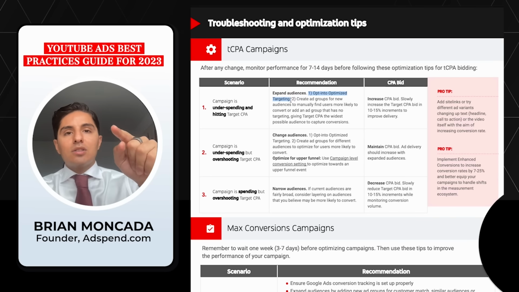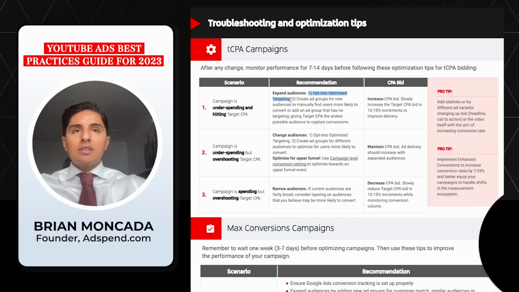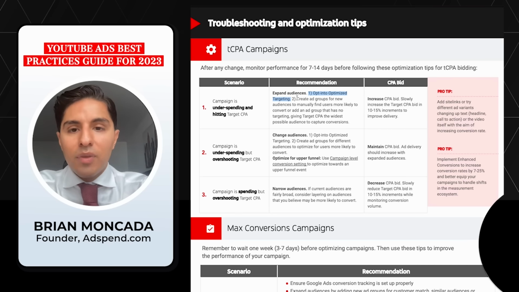Click the button optimize targeting, which then spends more on people that are more than likely to convert to your ideal audience as well. So basically expand your audiences by clicking on optimize targeting. Number 2, create ad groups for new audiences to manually find users more likely to convert, or add an ad group that has no targeting, giving target CPA the widest possible audience to capture conversions. Okay, this is good. So number 1, expand your audience by opting in to optimize targeting.